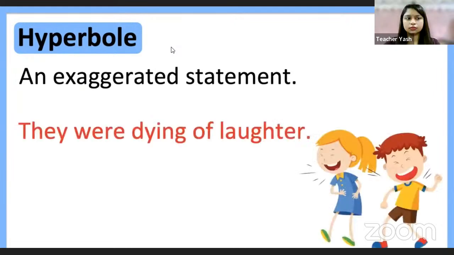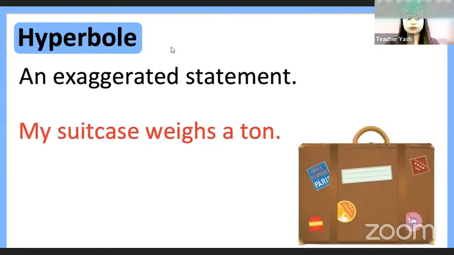For example, they were dying of laughter. This is an exaggerated statement to emphasize that they were laughing so much. It doesn't literally mean that they were dying. Another example is, my suitcase weighs a ton. Again, this is an exaggerated statement to emphasize how heavy my suitcase is. Remember that hyperbole is a figure of speech. This means that it shouldn't be taken literally, as the words in the sentence convey a different meaning.